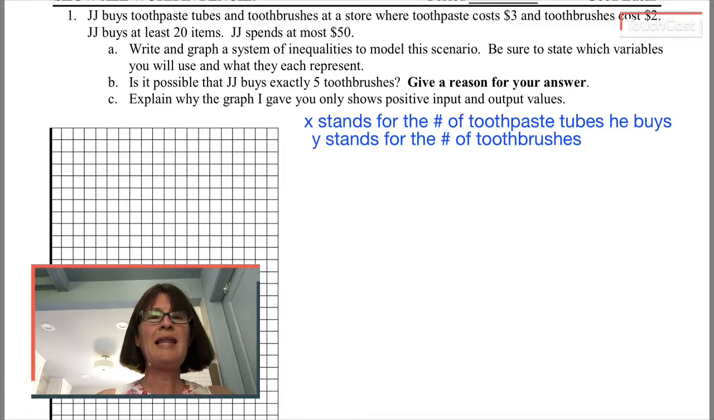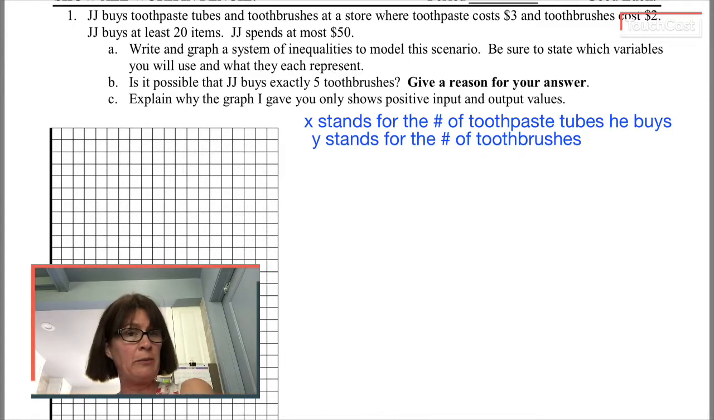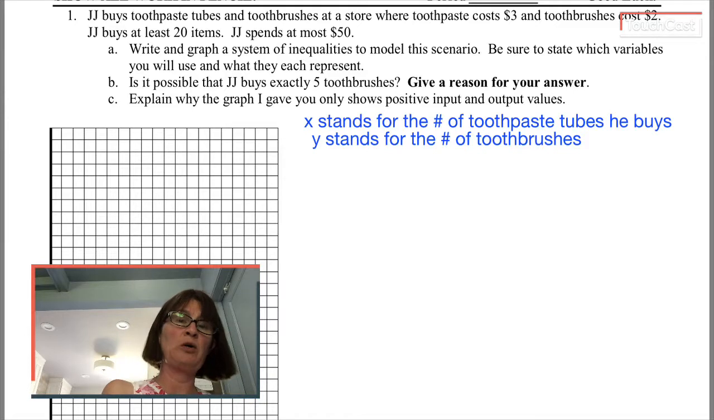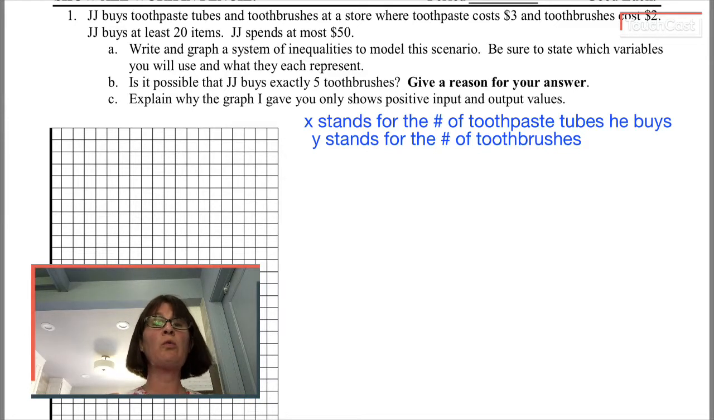And the idea here, I think what stuck people was these two constraints. JJ buys at least 20 items, and JJ spends at most $50. They don't directly translate from English into math. So I just want you to think about when we write an equation to model something, most of the time, almost all the time, you can kind of think of it as a scenario where the sum of the parts equals the whole. In this case, we're talking about inequalities.